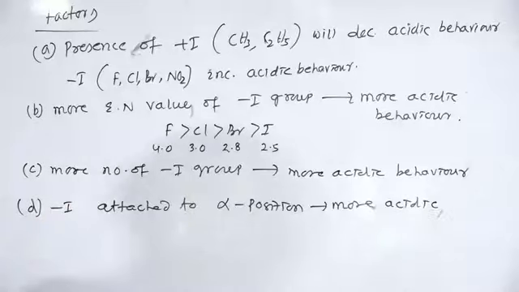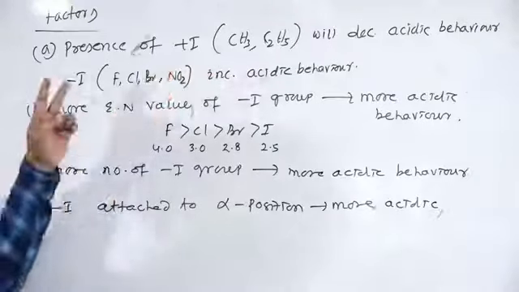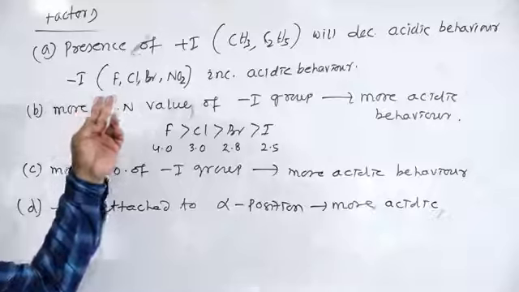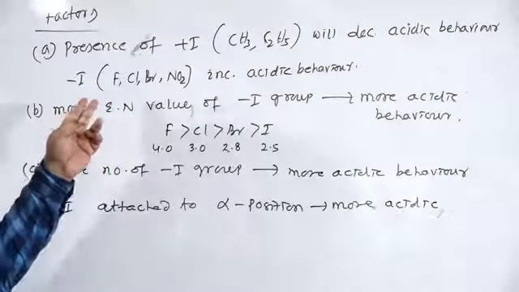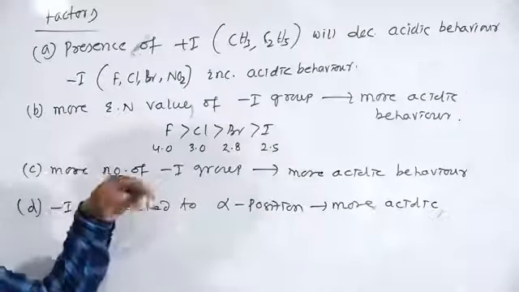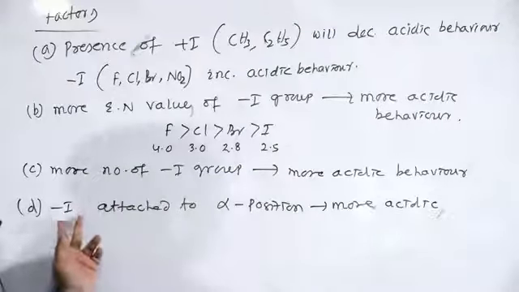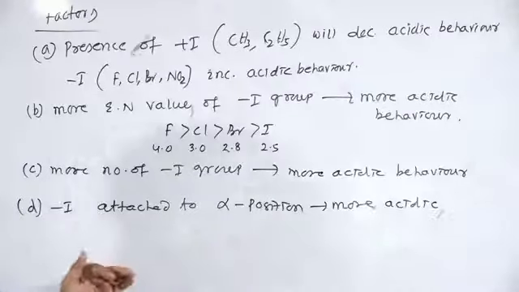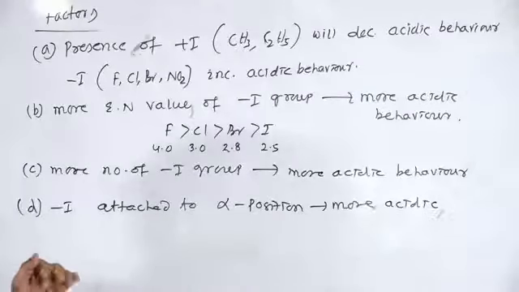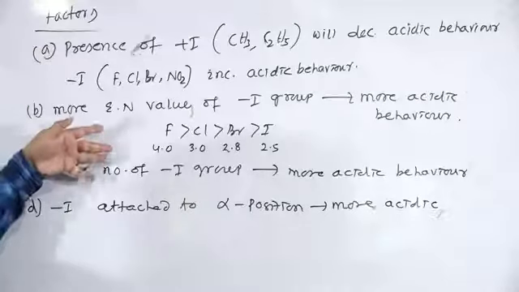So what are the different factors that is affecting the acidic behavior? That is presence of plus I group like methyl, ethyl, etc. will decrease acidic behavior, and presence of minus I group like fluorine, chlorine, bromine, iodine, or NO2, CN, etc. that will increase acidic behavior. More is the electronegative value of that minus I group, more will be acidic behavior. More number of minus I group, more acidic behavior. And if the minus I group is attached to alpha position, then its acidic behavior will be more as compared to the beta or the gamma positions. So we have to explain these terms by giving suitable examples.